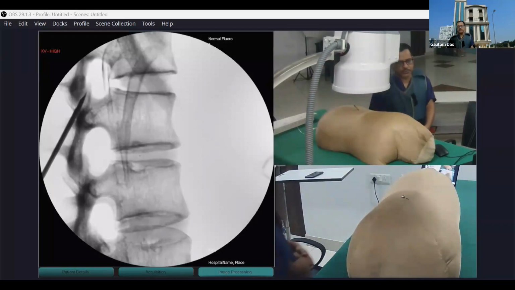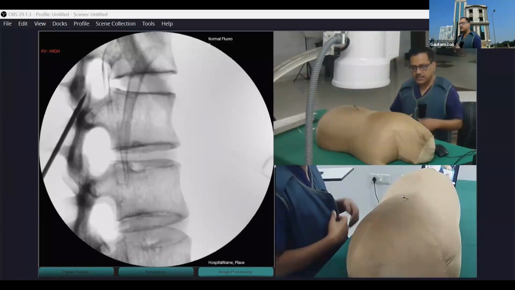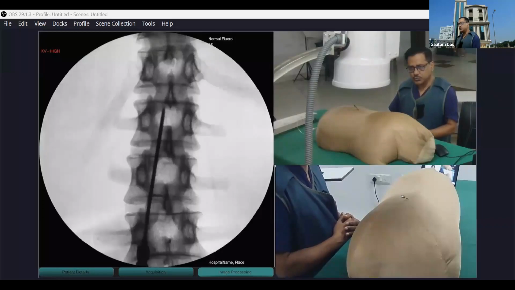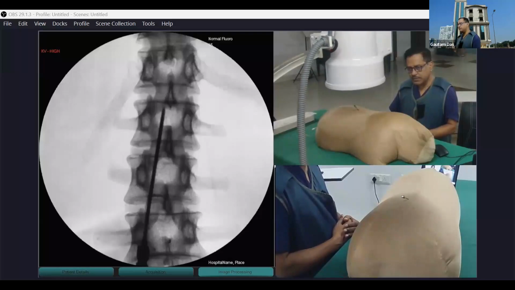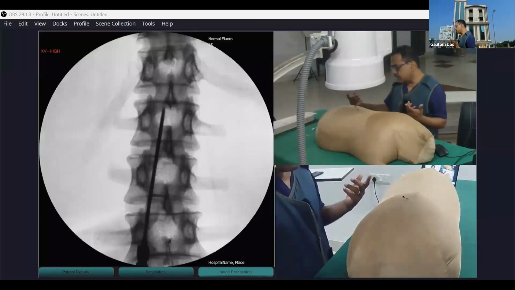So what is important here? This angle should be 30 degrees or less. So I'm close to the midline. I'm in the right position in the AP also. At this point, I have already done the LOR.